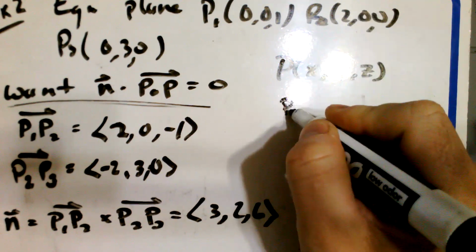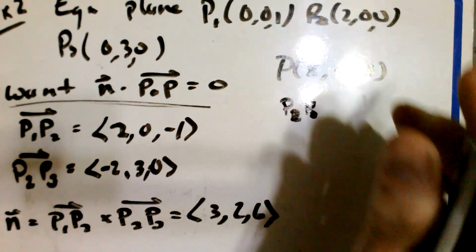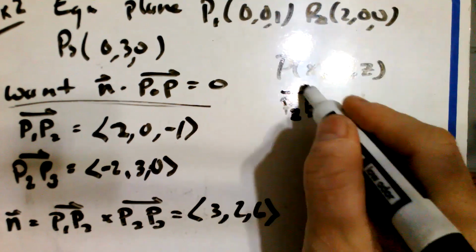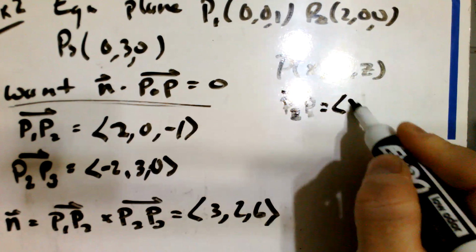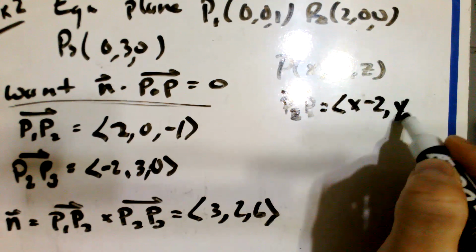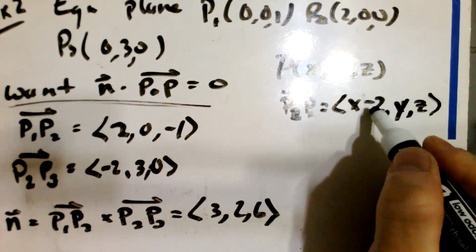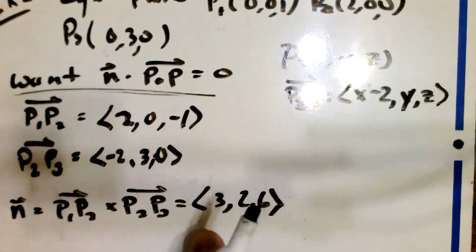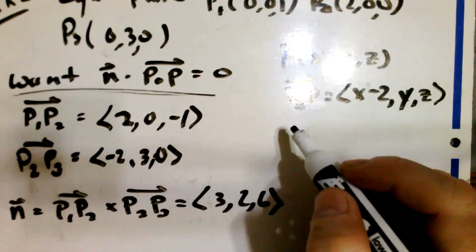That's going to be P2 playing the role of P0 here. It's going to give me x minus 2, y, and z. Okay, so that's that. And now I'm going to dot this vector with my normal that I just found down here, and then simplify to write the equation of the plane in standard form.